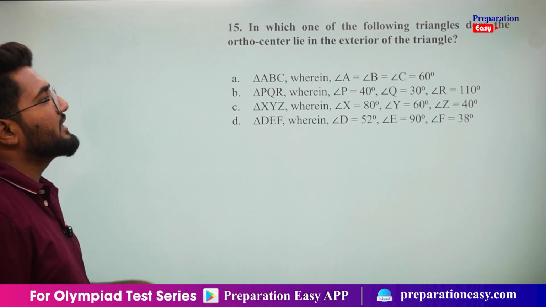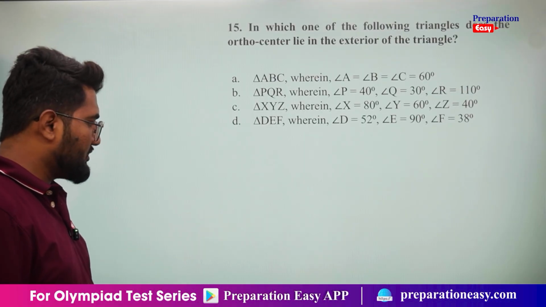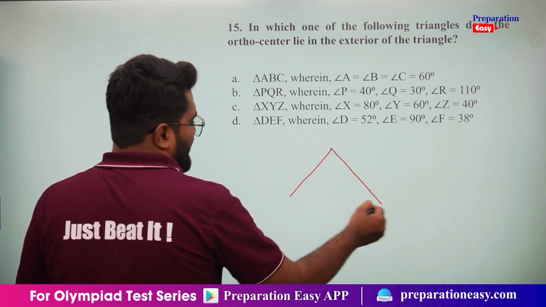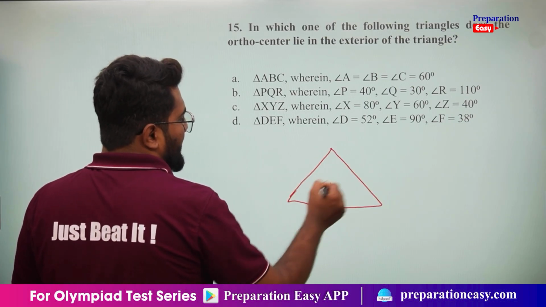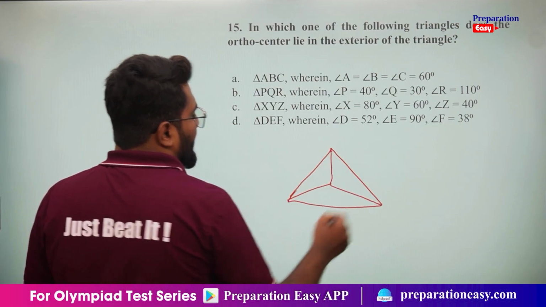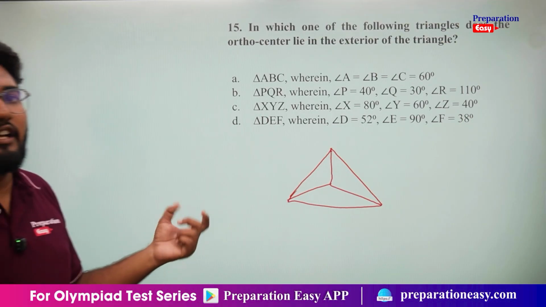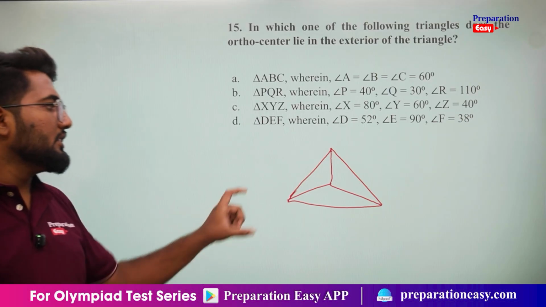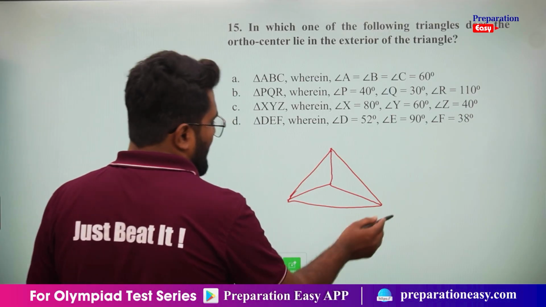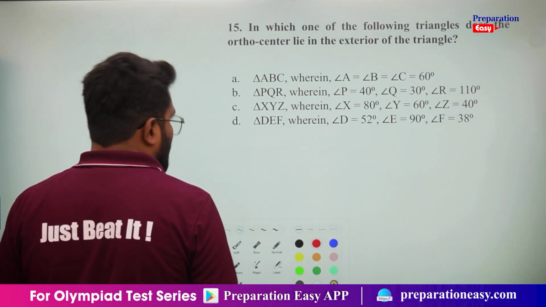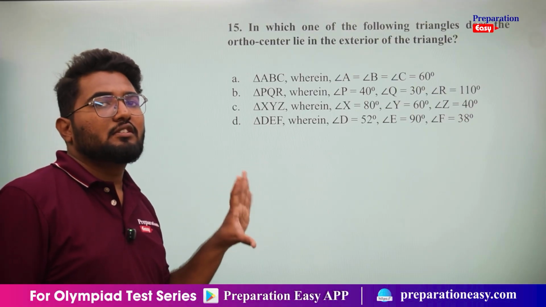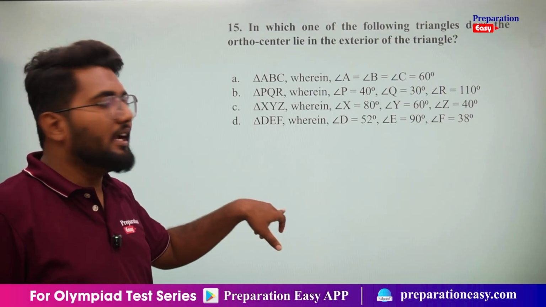In which one of the triangles does the orthocenter lie exterior to the triangle? What is the orthocenter? If I consider an equilateral triangle, this will be the orthocenter. Understand what is the orthocenter? In ABC, where each angle is 60 degrees, in an equilateral triangle the orthocenter will be at the center.